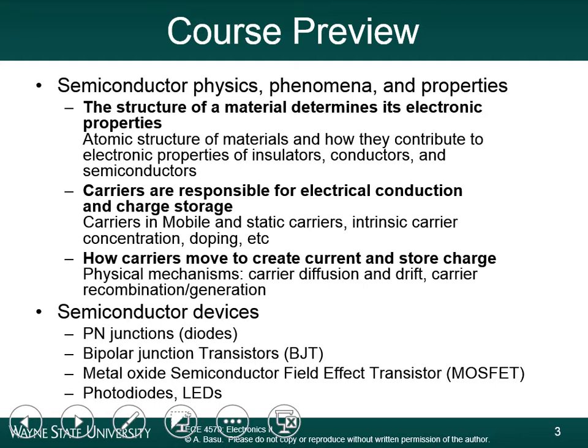Then we'll talk about the carriers. There's two types of carriers in semiconductors, electrons and holes, and they are responsible for carrying electricity through a semiconductor. We'll look at the physics of that, how they move to create current and store charge. So those are the two things a semiconductor does. They carry current and then they store charge. All of our digital computations and microprocessors are based on this essential concept.